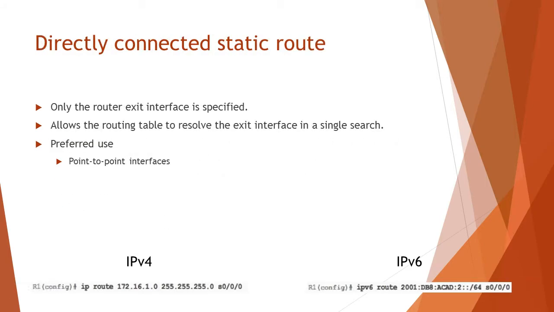Configuring a directly connected static route with an exit interface allows the routing table to resolve the exit interface in a single search. Only a directly connected interface can have an administrative distance of 0. For point-to-point interfaces, you can use static routes that point to the exit interface or to the next hop address. And for multi-point broadcast interfaces, you can use static routes that point to a next hop address.